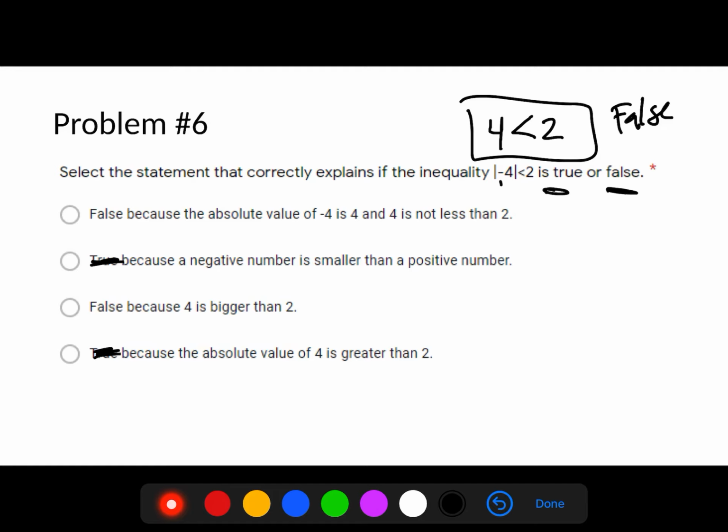False because the absolute value of -4 is 4 and 4 is not less than 2. This makes a lot of sense, but let's read the other one just to make sure. False because 4 is bigger than 2. Well, yeah, 4 is bigger than 2, so how is that false? So this one doesn't make any sense, right? So then this one. False because the absolute value of -4 is 4, so they explained that thoroughly, and then 4 is not less than 2.